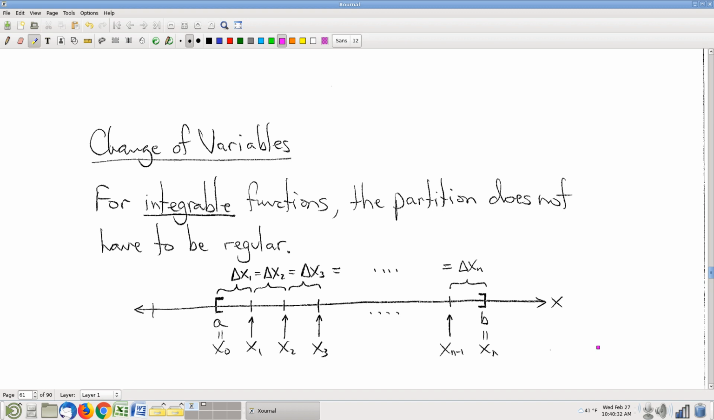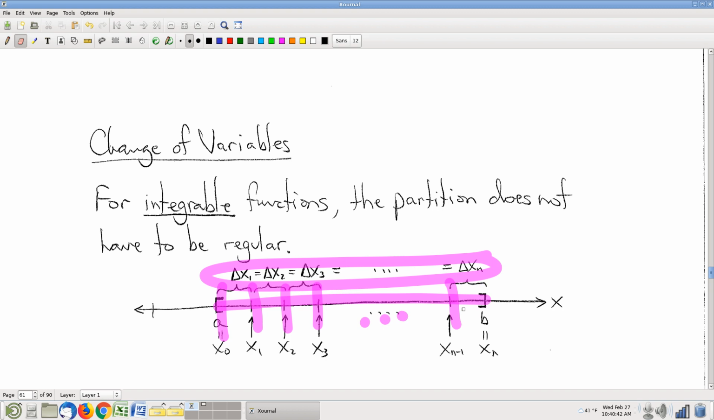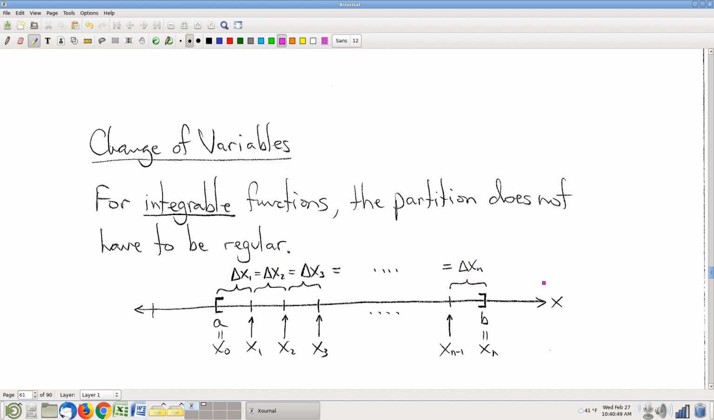Y'all remember the whole deal when you're integrating, you take an interval and you chop it up into little pieces, right? And we did it like this, where all these pieces that we chopped into were the same size. Now, why did we make them all the same size? Well, because it's convenient, and it turns out that it doesn't matter anyway, at least for a very, very large category of functions. Most functions that you're going to deal with, it doesn't matter. So we go with the convenient option.